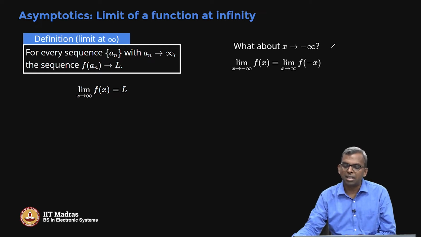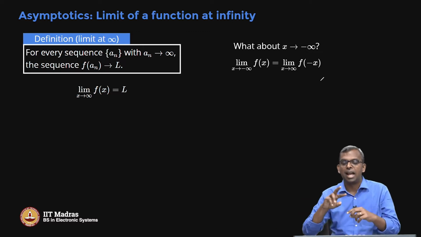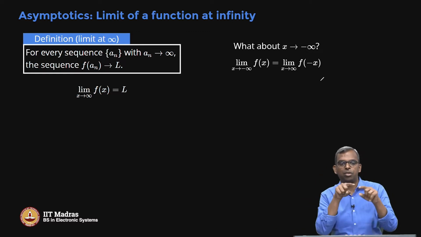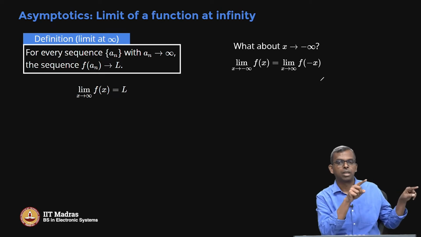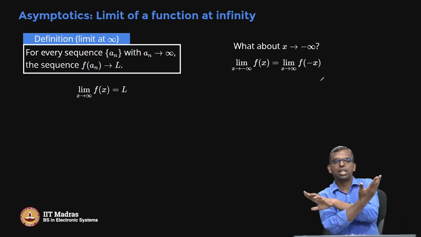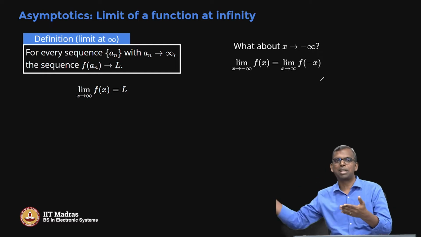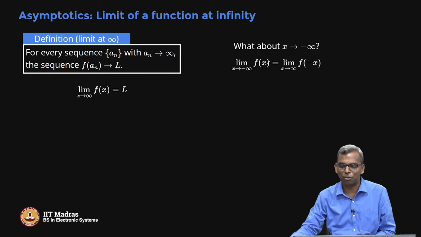What about tending to minus infinity? You don't have to do something similar. You could, but you don't need to, because the limit as x tends to minus infinity of f of x is the same as the limit as x tends to infinity of f of minus x, right? I can flip the function. Instead of asking what happens to the function as it extends to minus infinity, I'll flip the function around and make it f of minus x. Then what went to minus infinity is going to plus infinity now, right?